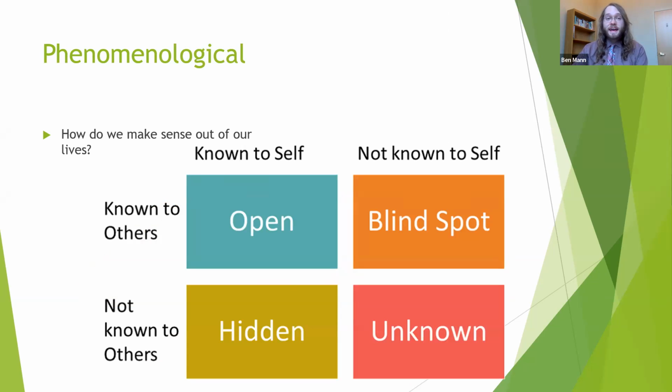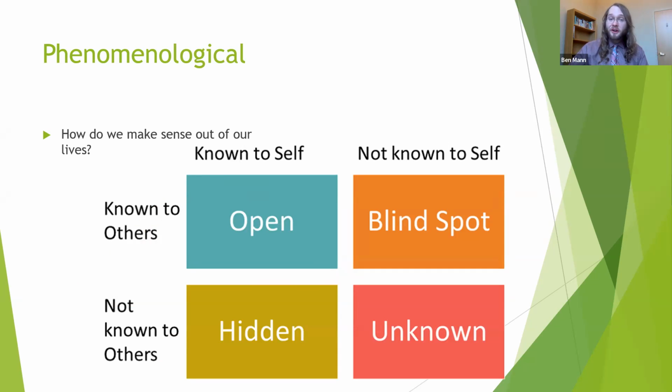Next is this idea of a phenomenological approach. How do we make sense out of our lives? How do we use our experiences and phenomena that we have in order to make things make sense to us? One example of this is the Johari window. There are things we know about ourselves and that other people know about us, for instance, things like our physical appearance or interests.